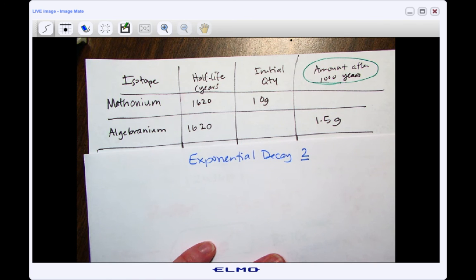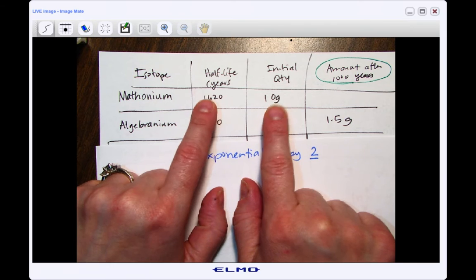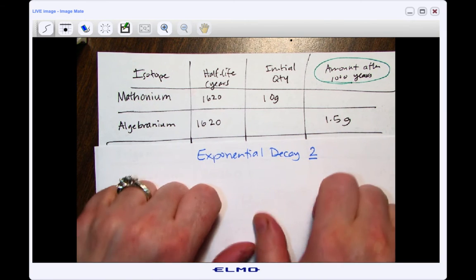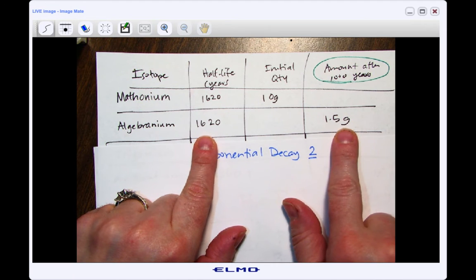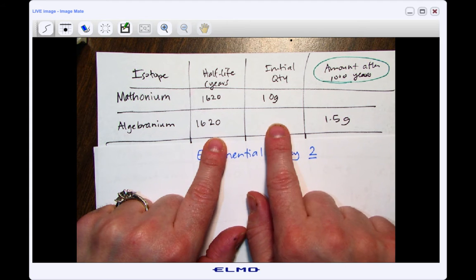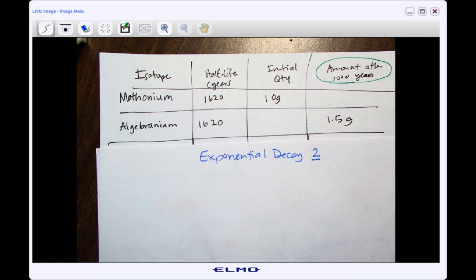Okay, this is exponential decay part 2. The first one we did, they gave us the half-life and the initial amount, and we found out how much it was after a certain number of years. This time they gave us the half-life and how much there is after a certain number of years, and we have to find the initial quantity. So it's the same question, each of these is actually the same question. We're just missing a different piece of the information each time.